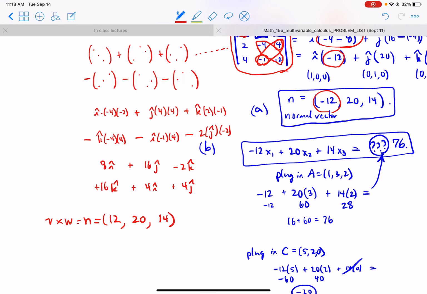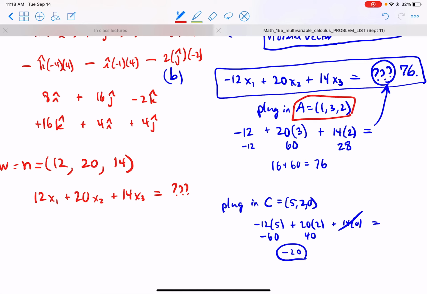And my error was a minus 12, and that is really wrong. It just points in totally the wrong direction, even though there's just a minus sign off. Anyway. Okay, so now my equation is 12x1 plus 20x2 plus 14x3 equals some number. Let's plug in the point A. 1, 3, 2 gives me 12 times 1, 20 times 3, can't make a mistake again, and 14 times 2. And this should be the right-hand side.